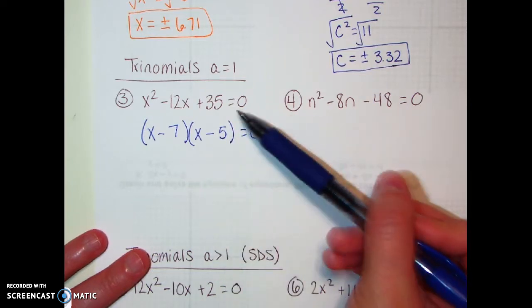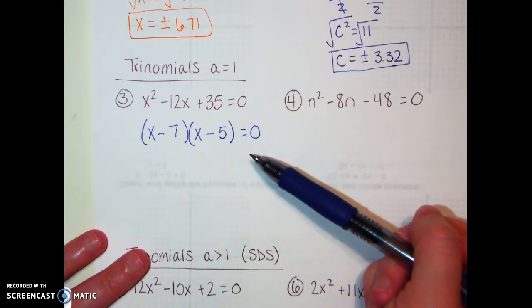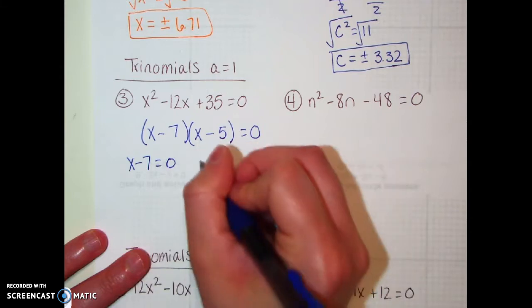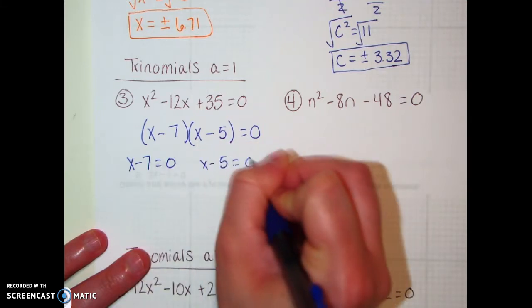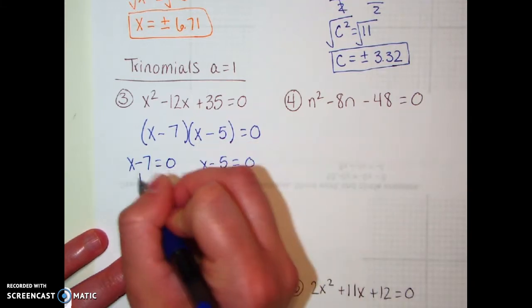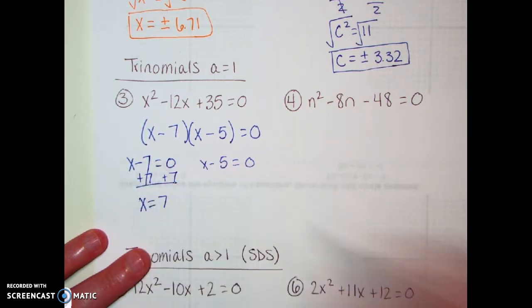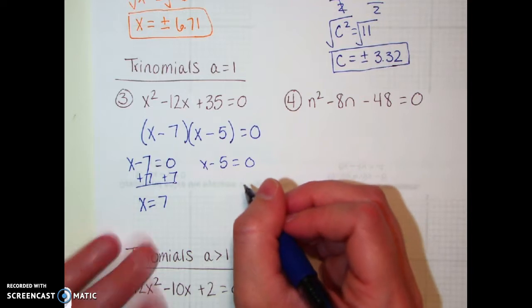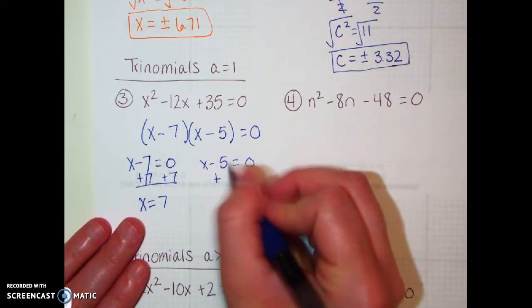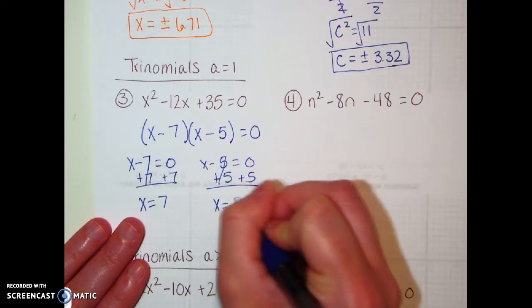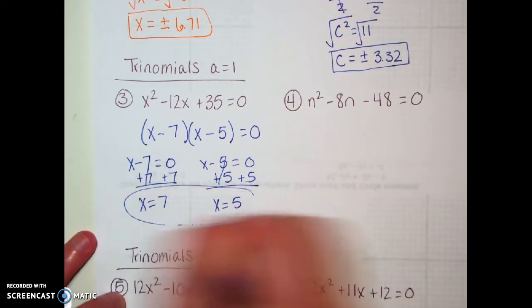Now, because it's an equation, you have to take both of them and set them equal to 0. So x minus 7 equals 0, and x minus 5 equals 0. Add 7, x equals 7. There's one of your answers. Add 5, x equals 5. So there are your 2 answers for that one.